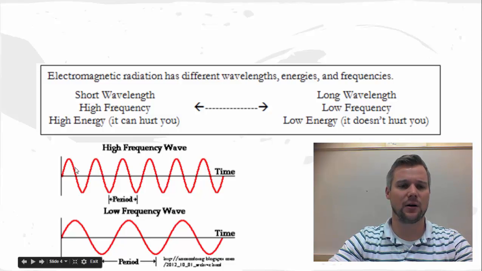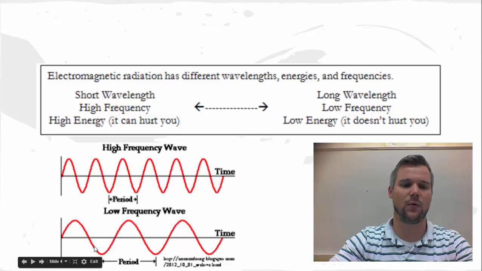High frequency waves are going to have this reoccurrence over a very small period or a very short amount of time, whereas low frequency waves have their wave repeat over a longer period of time. So this is a graphic showing what a wavelength looks like and what frequency looks like in terms of wavelength.